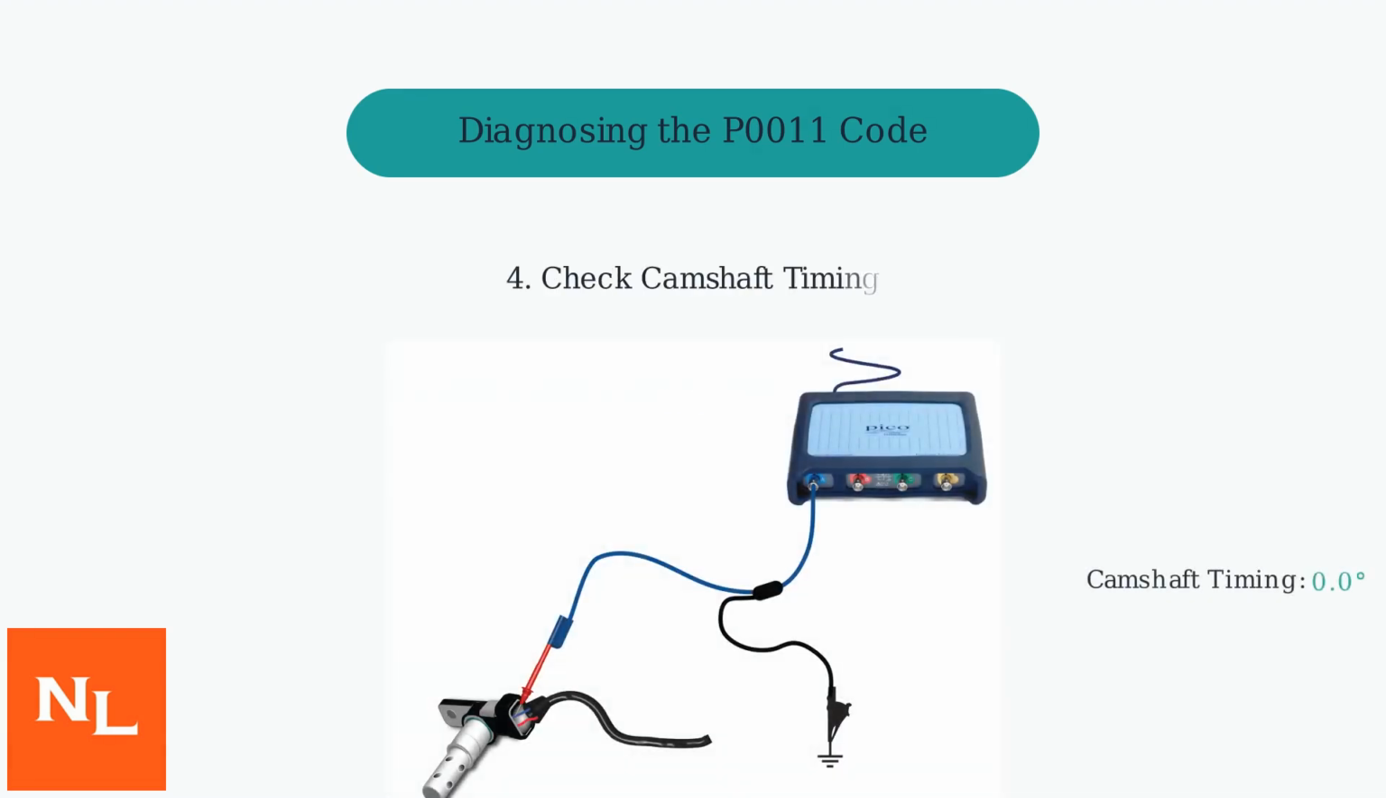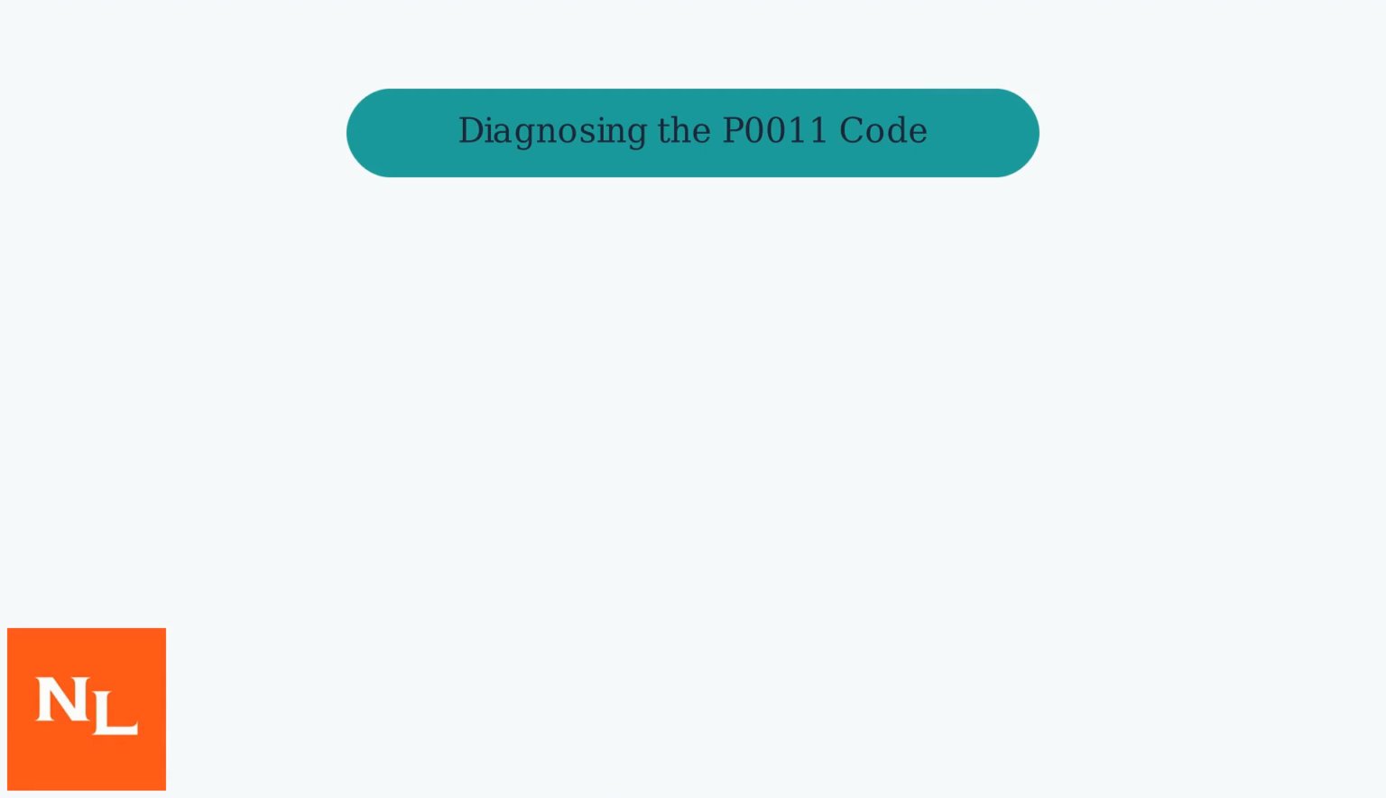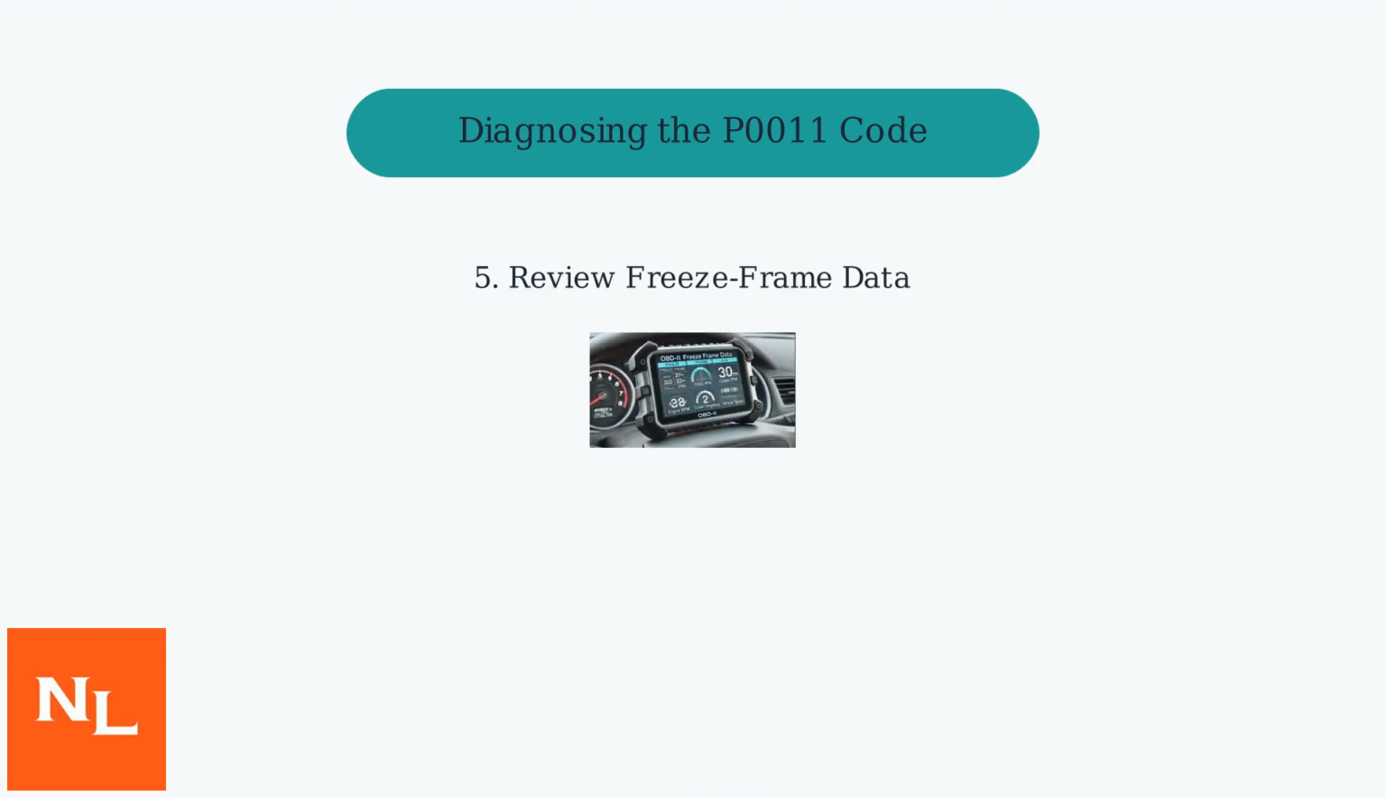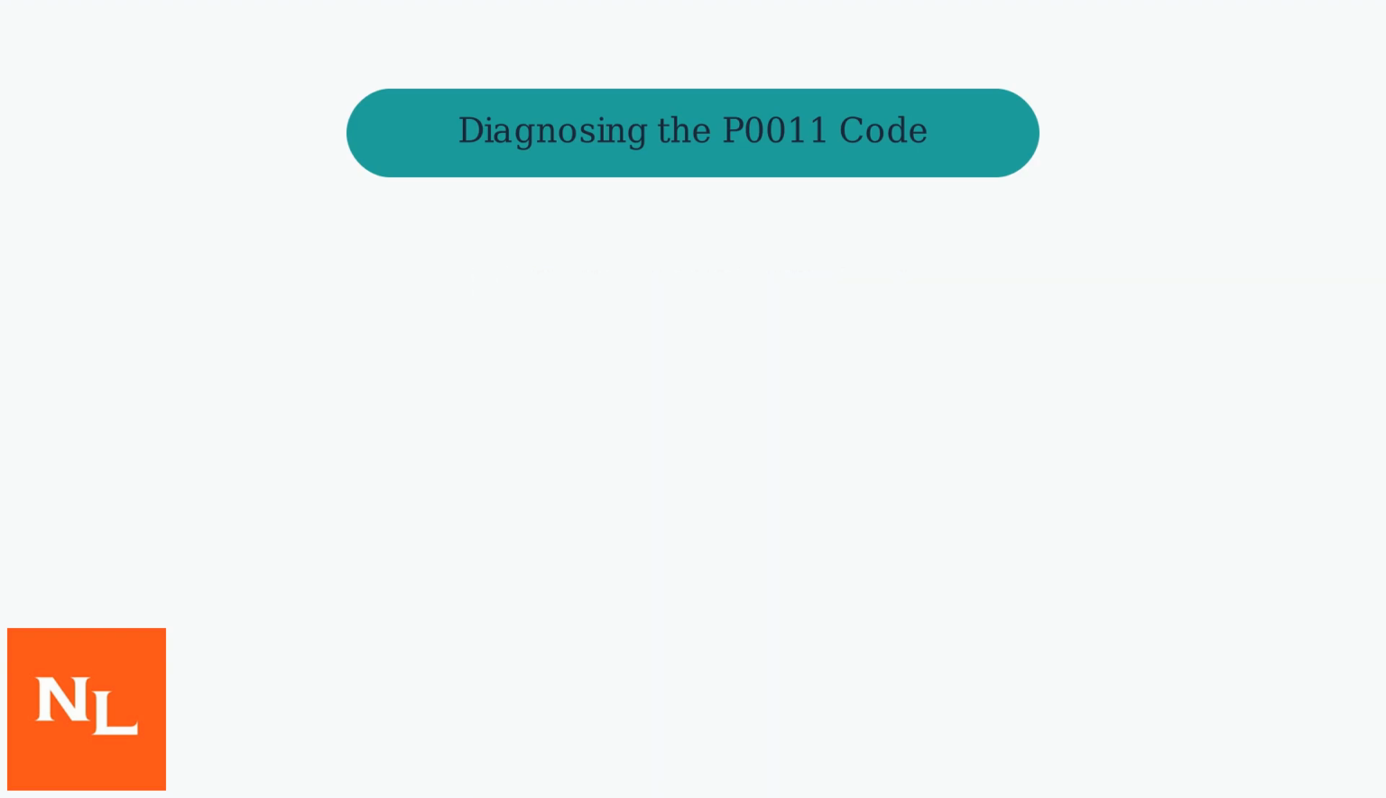Check camshaft timing using a timing light or oscilloscope to verify if the intake camshaft on bank 1 is over-advanced. This involves measuring the actual timing against specifications. Finally, review freeze frame data from the OBD2 scanner. This captured data shows engine conditions when the code was set, often revealing the fault occurs at idle or low RPMs.